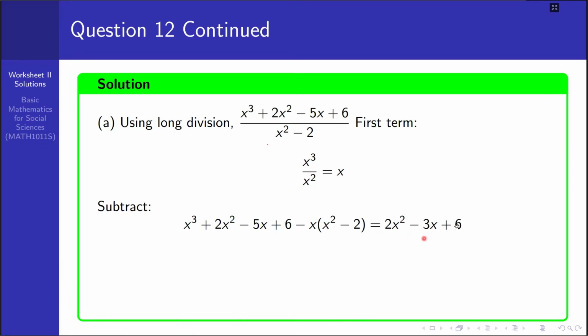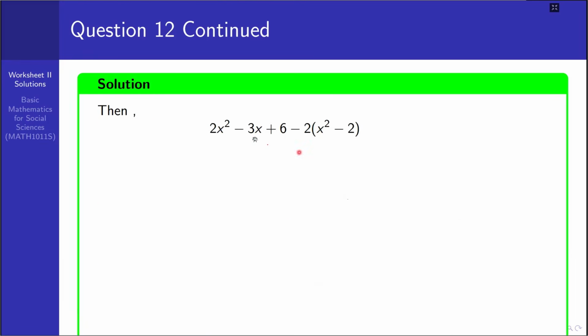After that, we divide the leading term of this by the leading term of x squared minus 2 again: 2x squared over x squared is 2. Then from 2x squared minus 3x plus 6 we must subtract 2 times the denominator, that is 2 times x squared minus 2. So 2x squared minus 3x plus 6 minus 2 into x squared minus 2 simplifies to minus 3x plus 10.